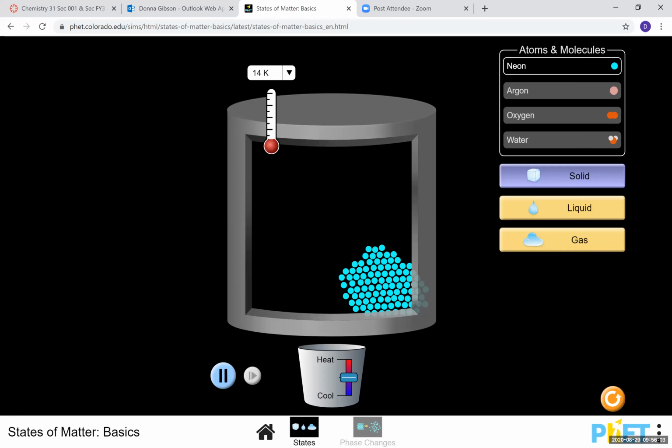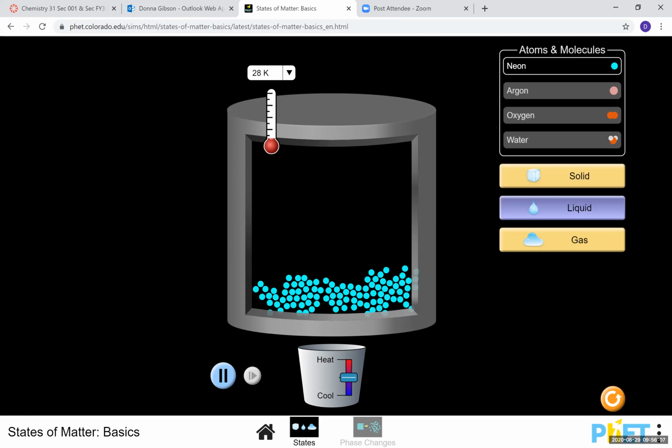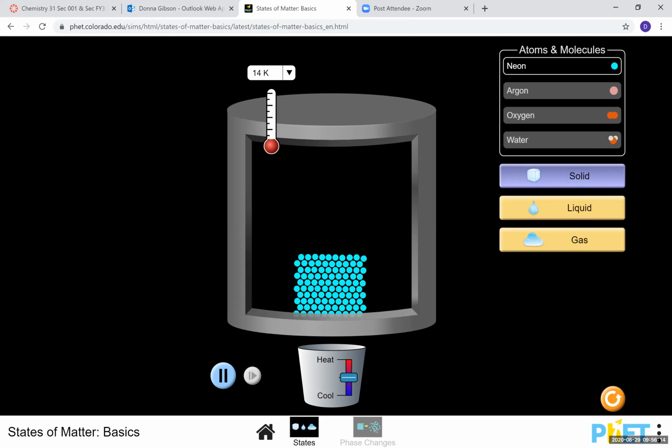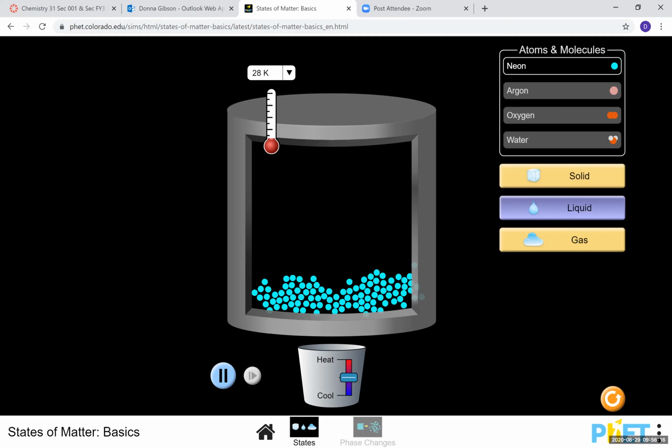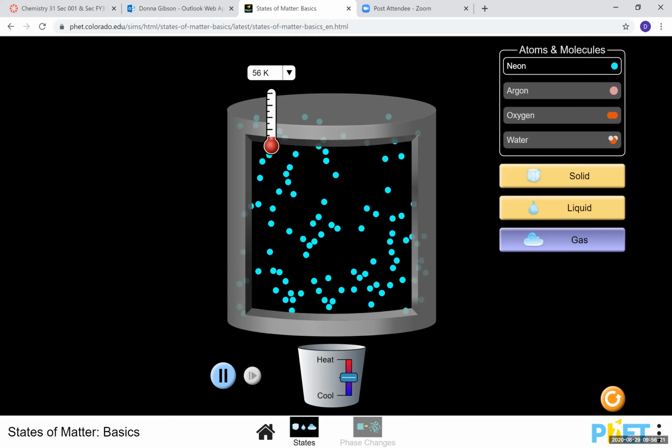So if we look at this simulation, this is neon in the solid phase. If I look at it in the liquid phase, see how it occupies more space? The particles are further apart. Again, there's the solid, here's the liquid, and watch what happens if I look at it as a gas. Particles are much further apart.